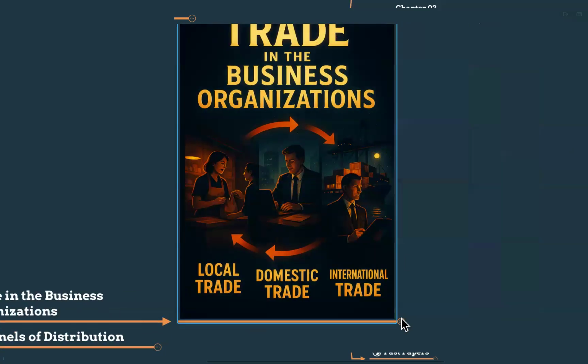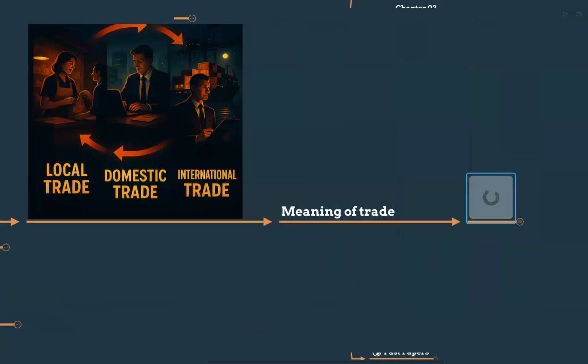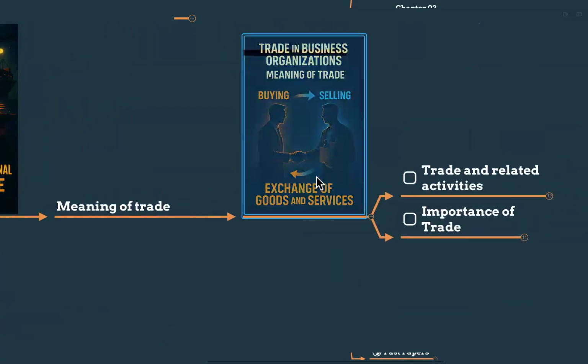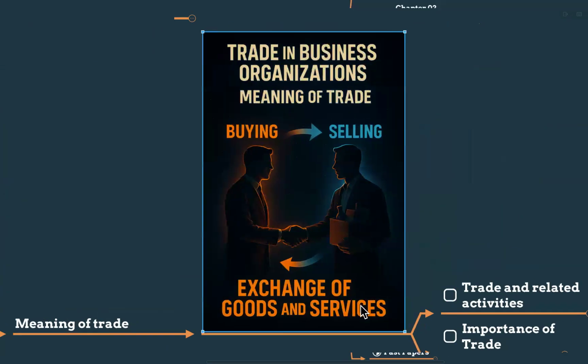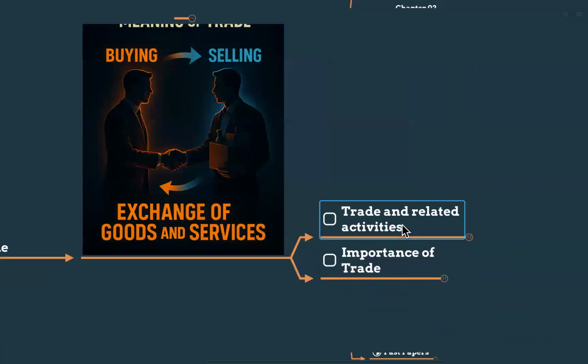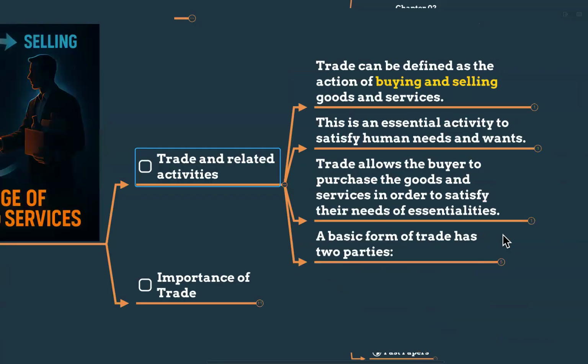So let's talk about the topics, the meaning of trade first. The meaning of trade: exchange of goods and services, buying and selling. Someone is having the goods for selling to you and someone is buying from you. So this is exchange of goods as well as services. Now I'm exchanging my services to you. We are going to understand what trade actually is and why humans have been doing it for thousands of years, right? So, trade and related activities.